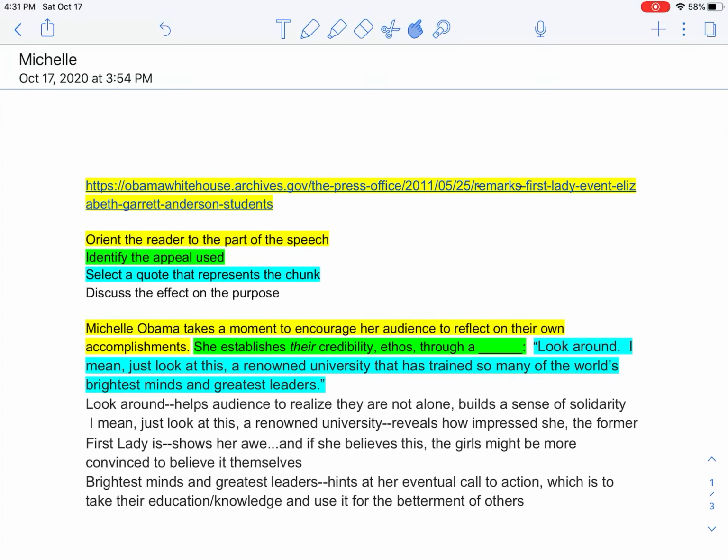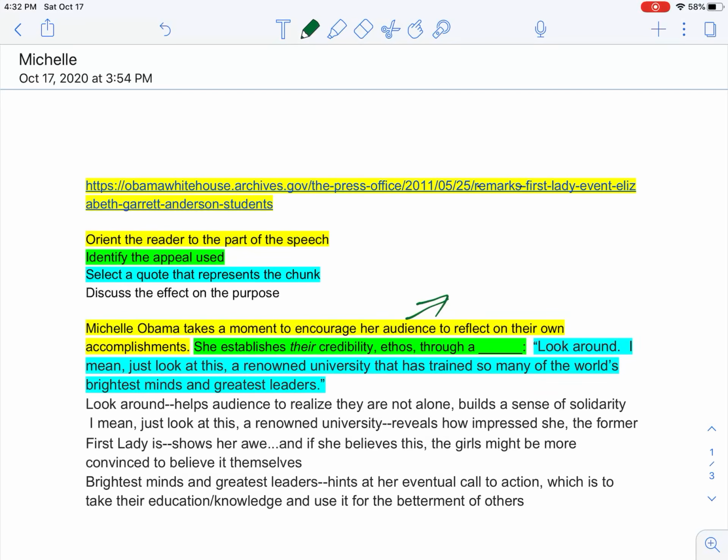First, what you need to do when you get to the body paragraphs, your analysis of the rhetoric of the speech, is orient your reader to the speech itself. So Michelle Obama takes a moment to encourage her audience to reflect on their own accomplishments. That's what's going on in the speech at the time. Then identify the appeal that is used. It could be a mixture, but what we came up with in our discussion, Bella and I, is that we think it helps the audience to believe in their credibility, their ethos. So we discussed this as an ethos example.